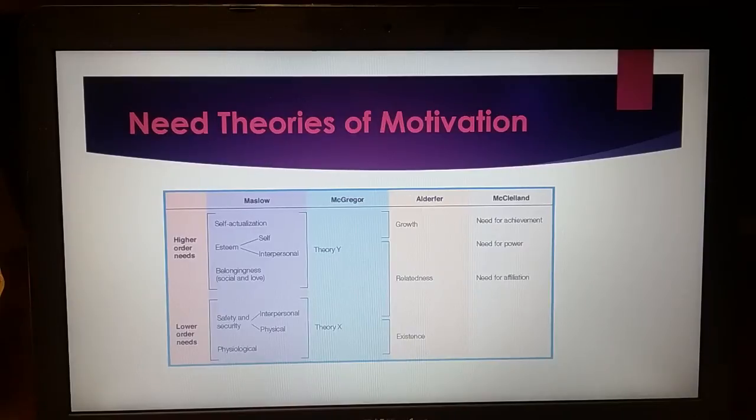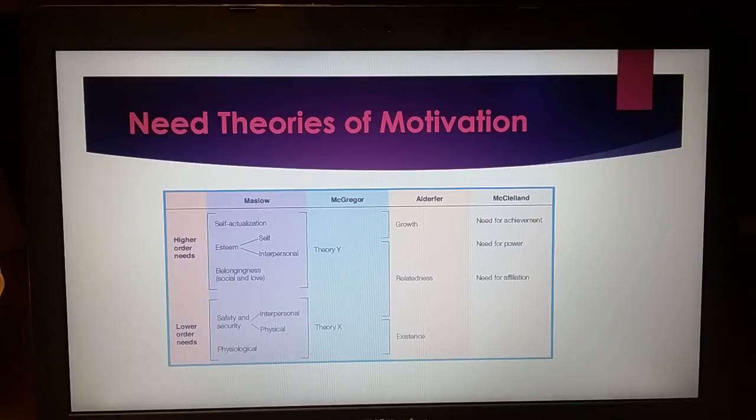Okay, this is from the book. It just gives you an idea of all the different theories, and it encapsulates everything on a chart for higher order needs, lower order needs, and then how they work out. McGregor, Alderfer, which is ERG. McGregor is theory X, theory Y. Alderfer is ERG. And then McClelland is this idea about the three needs: achievement, power, and affiliation.